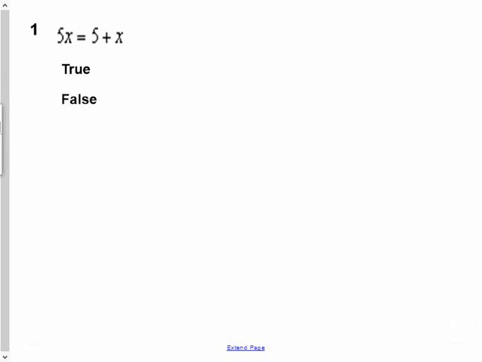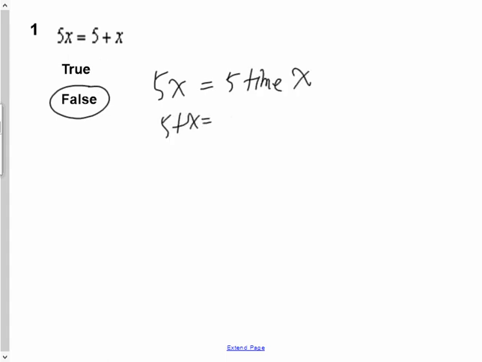First question is true or false. It says 5x equals 5 plus x. The answer for that is false. But for all of the true-false, you need to have an explanation. Now 5x means 5 times x, and 5 plus x equals addition. So you just had to differentiate that 5x means multiplication and 5 plus x means addition. So they're different operations altogether.